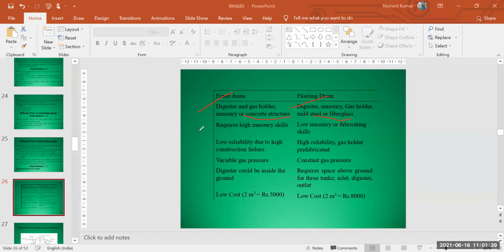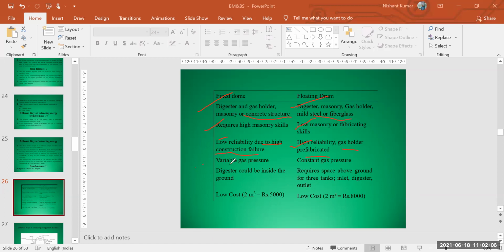Now, second, the fixed dome requires a high skill for creating that dome, and the floating drum requires very low fabricating skill. Low reliability due to high construction failure in the fixed dome, and high reliability in the floating drum as the gas holder is prefabricated. Okay, it can be prefabricated.